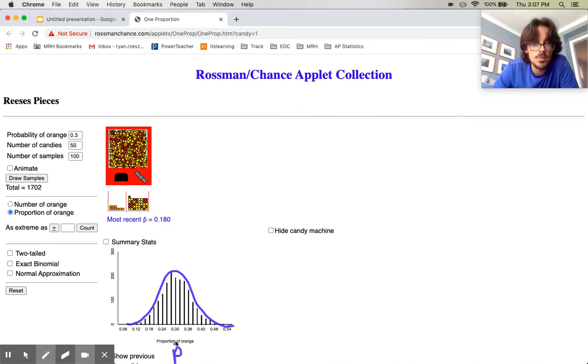This is the graph of p-hats, which is the proportion in our sample that were orange. So sometimes the distribution of p-hats can look normal. This is actually a really good thing for us because we've practiced a lot with the normal distribution, so we know how to handle it when it pops up.